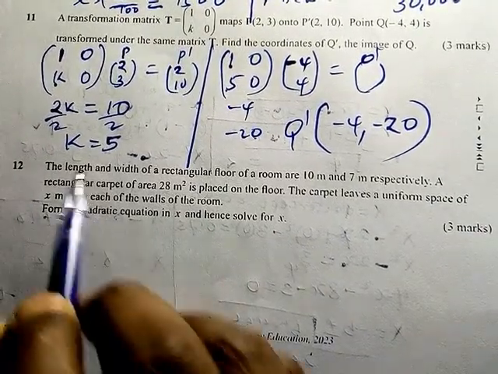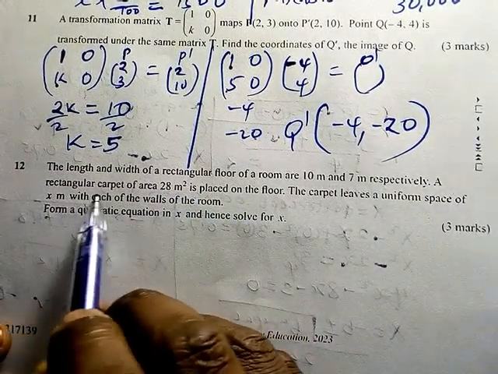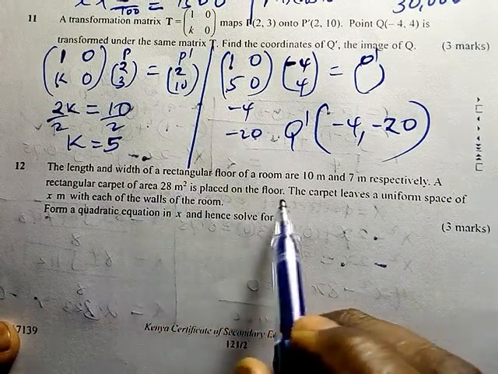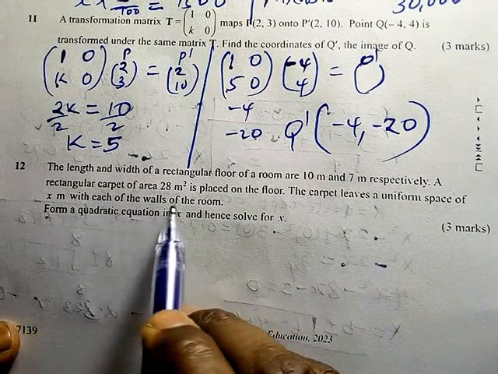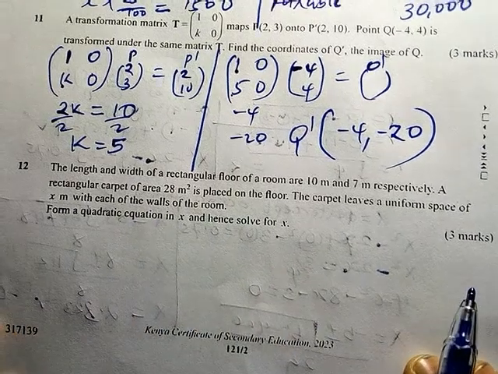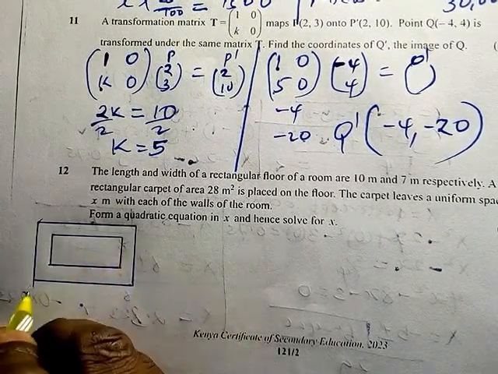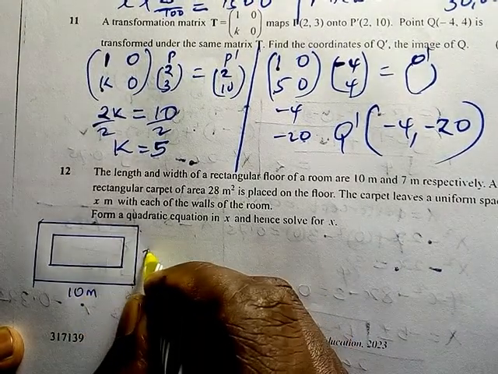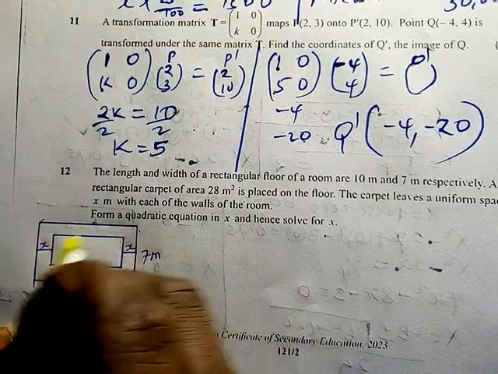The length and the width of a rectangular floor are given respectively. A rectangular carpet of area 28 meters squared is placed on the floor. The carpet leaves a uniform space x with each wall of the room. Form a quadratic equation in x and hence solve for x. Very simple. So this is the rectangle. From here up to here is 10 meters. From here up to here is 7 meters. From here there is x, and from here there is a uniform x.